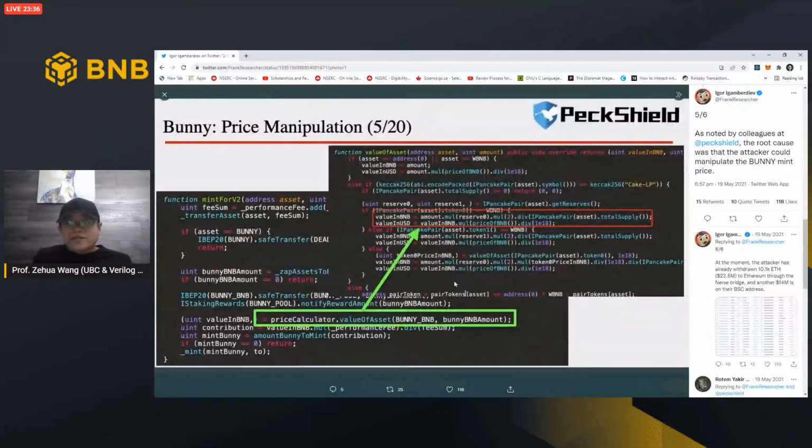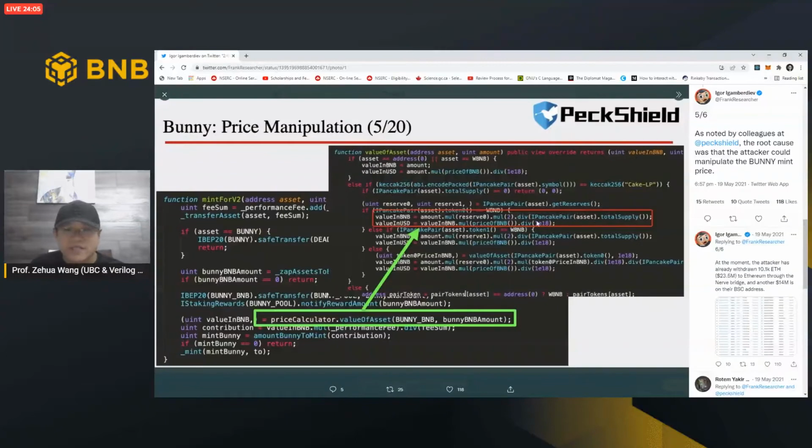So why can this flash loan change the price so much? You can see that this is the function. Eventually, it is actually mint for V2. It's the minting contract for the Bunny token. And in this one, the first argument is the number of BNB and the Bunny BNB token, and this next argument is the assets.